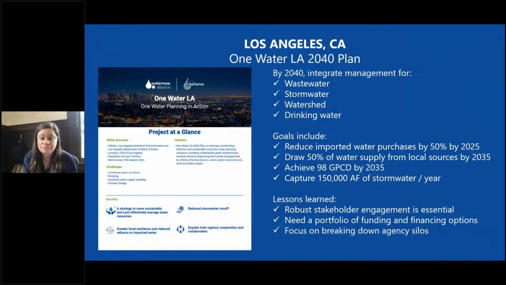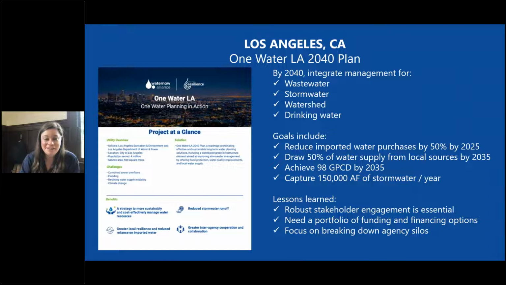So on the next slide here, we can see what some of those goals are and a few lessons learned. So the plan lays out some specific targets for this One Water approach over the next 5, 10 to 15 years. So for example, the city is aiming to reduce water import purchases by 50%, to draw 50% of their water supply from local sources, to get under 100 GPCD, and to capture 150,000 acre feet of stormwater a year. So similar to what we heard from Colorado, to get to this integrated plan, LA really focused in on breaking down agency silos. They also conducted a robust stakeholder engagement process involving over 500 stakeholders across 15 workshops and another 15 or so special topic discussions. And they've also identified the need to take a portfolio approach to funding and financing. And again, you can find out more information about LA's One Water Plan through that case study map.